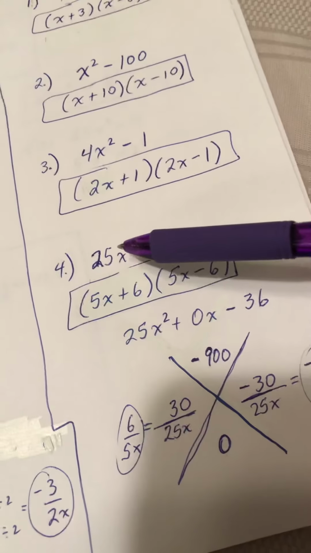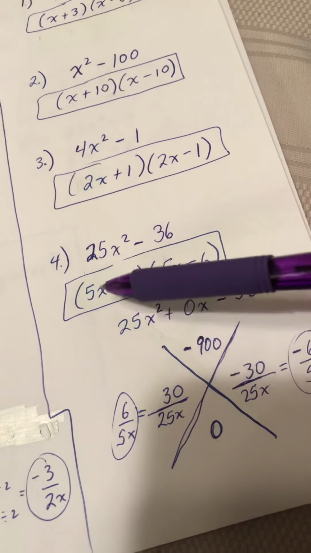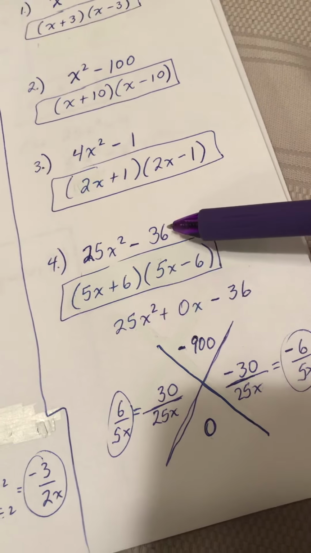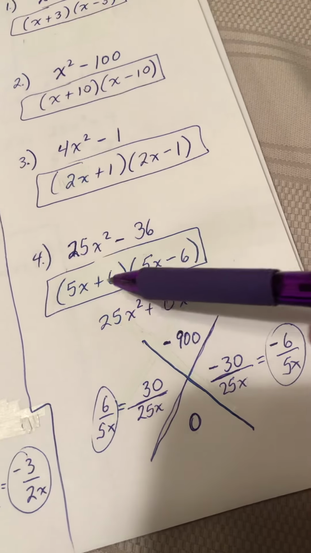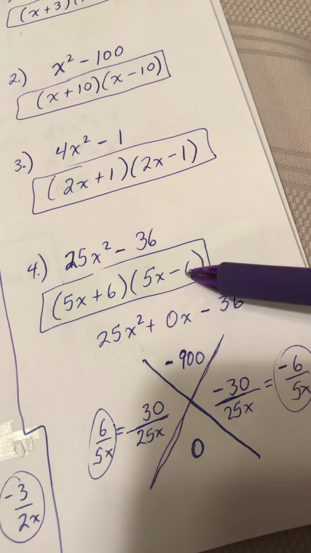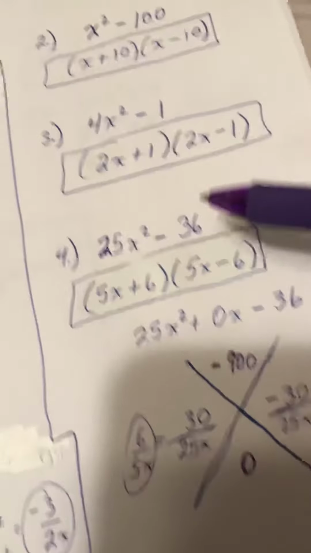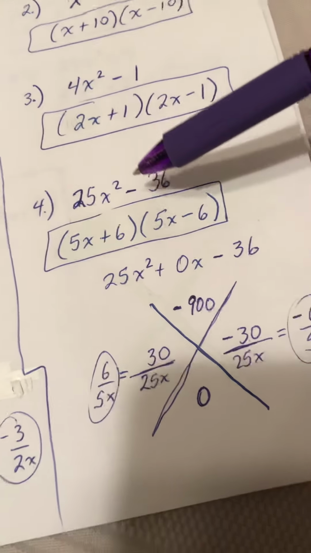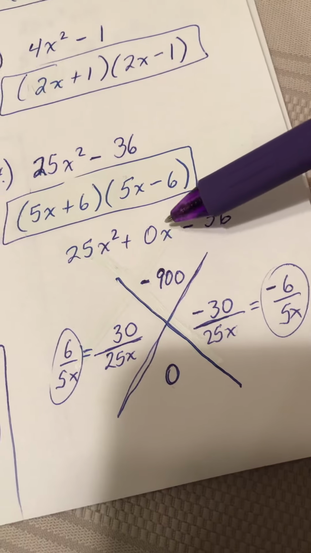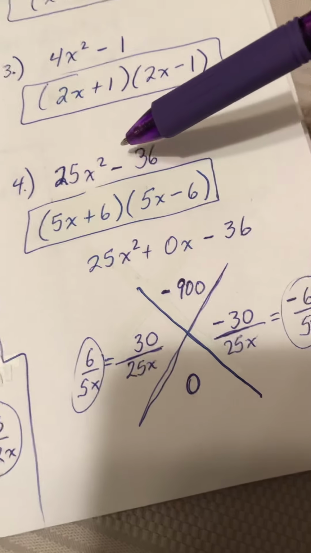Here's another one, perfect square, perfect square. The square root of 25 is 5, 5x and 5x. The square root of 36 is 6, 6 and 6, one plus, one minus. When you do outside-inside, you get negative 30x plus 30x. Remember, I showed you this in notes one day in class. When there's no middle term, there really is a middle term. It's just a 0x. It's there, it's just hiding. You don't need to see it.